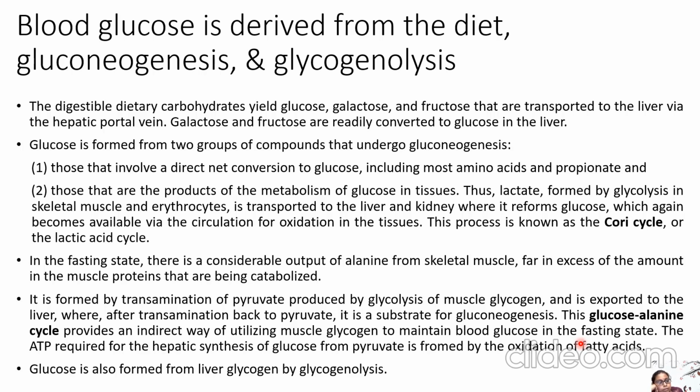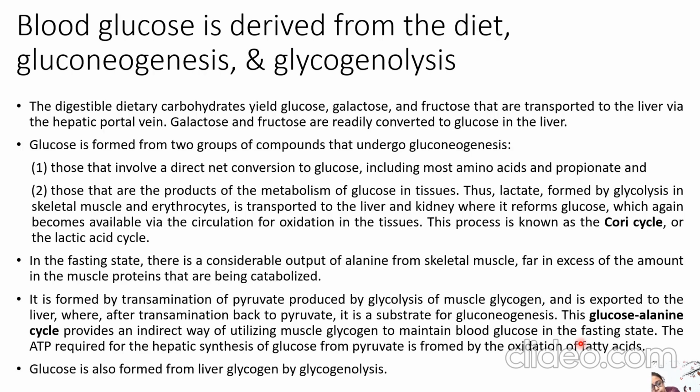Lactate formed by glycolysis in skeletal muscles and erythrocytes is transported to the liver and kidney, where it reforms glucose, which again becomes available by the circulation for oxidation in the tissues. This process is known as the Cori cycle or lactic acid cycle. Now in the fasting state, there is a considerable output of alanine from skeletal muscle, far in excess of the amount in the muscle proteins that are being catabolized. It is formed by transamination of pyruvate produced by glycolysis of muscle glycogen, and it is exported to the liver, where after transamination back to pyruvate, it is a substrate for gluconeogenesis.